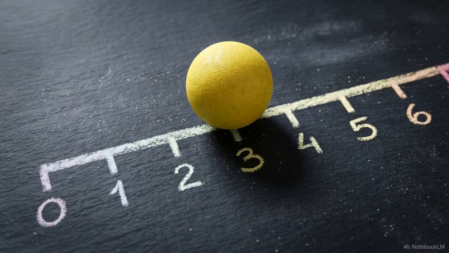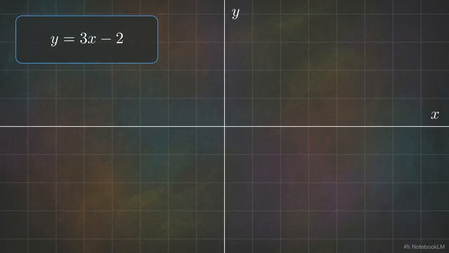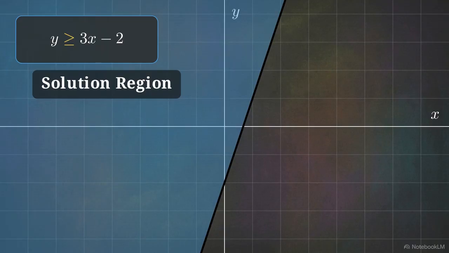A one-dimensional number line works for a single variable, but reality is rarely that simple. When you introduce multiple moving pieces simultaneously, you need a different set of tools. Take an equation like y equals 3x minus 2. This maps out as a continuous line across a two-dimensional grid. Changing that into an inequality, y is greater than or equal to 3x minus 2, shifts the solution to a massive territory filling half the plane.